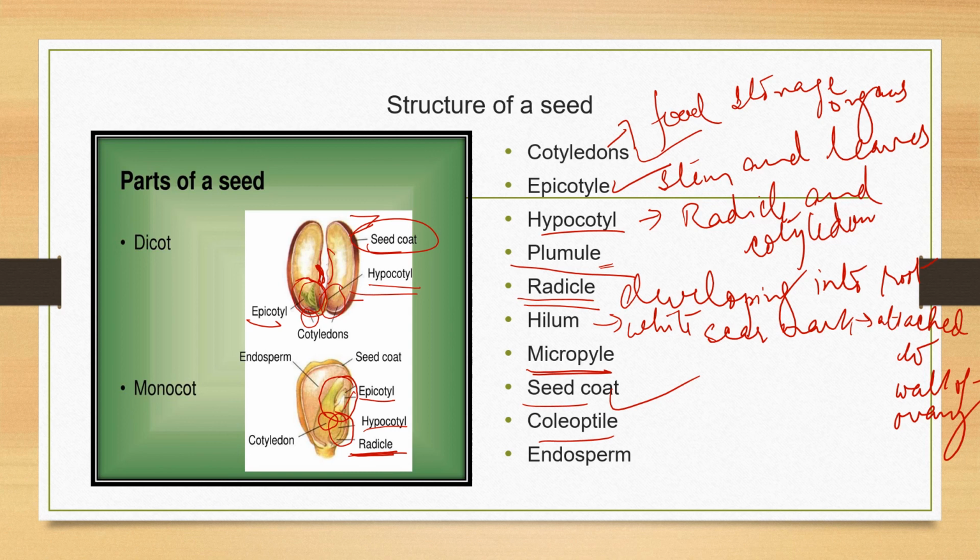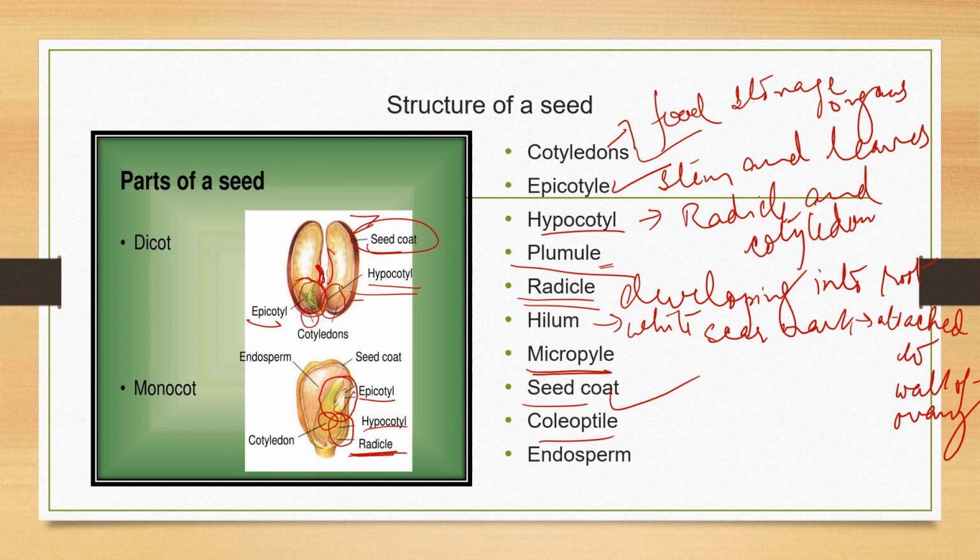So that is the coleoptile, which protects the plumule as it grows out of the soil. All these I will be discussing when I discuss the structure of a monocot seed, as well as everything in detail when I discuss the parts of a dicot seed. Now next comes the endosperm.